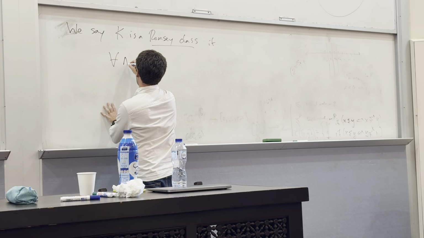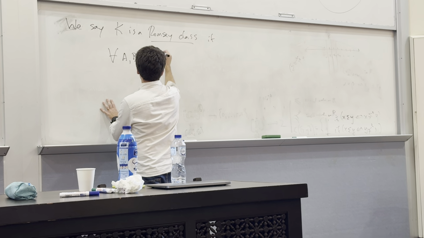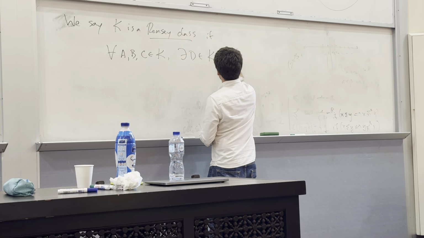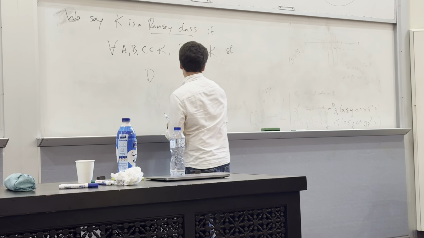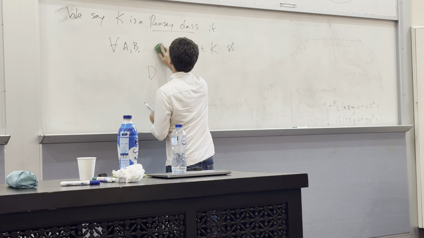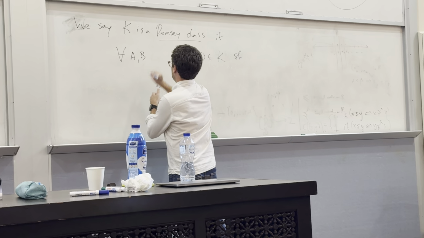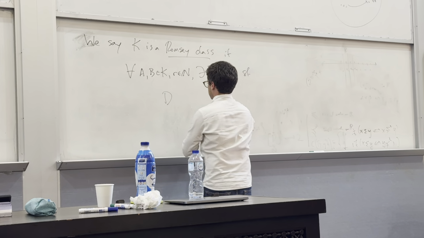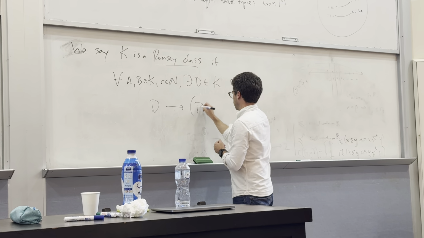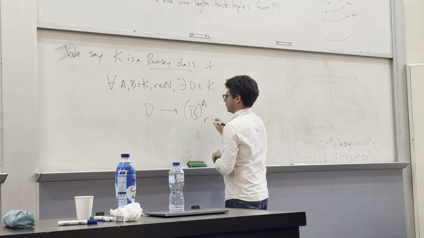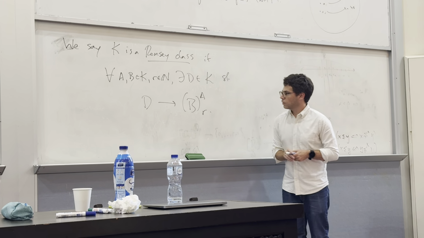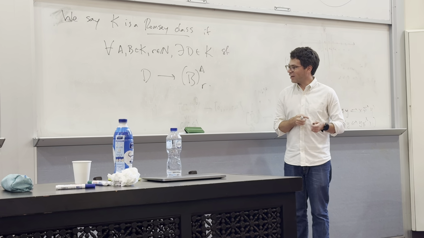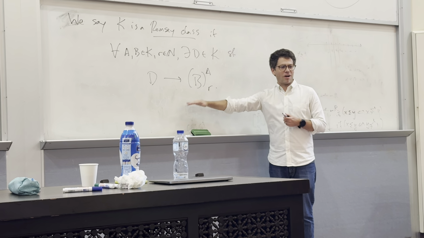Whenever I give you A, B, and C, which are in K, there exists some D, which is in K, such that, sorry, I made a mistake again. So for every A, B in K and R in the natural numbers, there exists a D such that D arrows (B)^A_R. Clear? It's perfectly clear, right? Okay, so this notation looks awfully familiar, right?